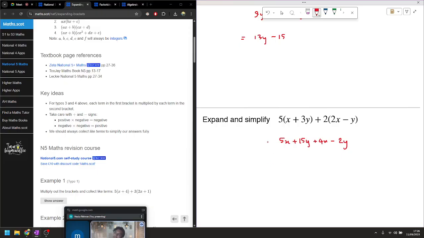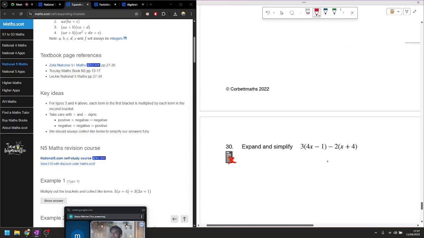Then you collect the like terms. So we do 5 plus 4 is 9x, and then 15 minus 2 is going to be 13y, and the positive number is bigger. That 15 is bigger than 2, so I give the sign of the bigger number. That'll be my answer.